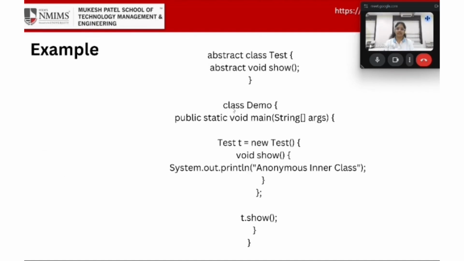Now let's understand the anonymous class example. So we have declared an abstract class which is Test, inside which we have declared an abstract method which is show method. And in the main class, which is Demo class, we have created an object for the abstract class Test, and we have printed the message anonymous inner class.